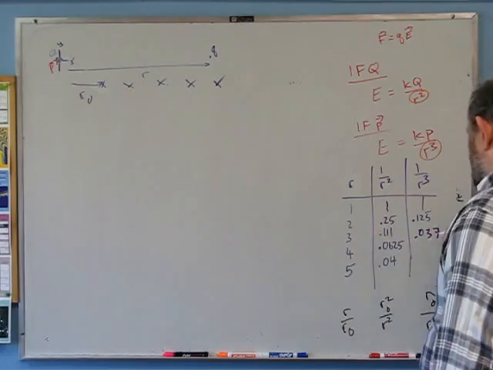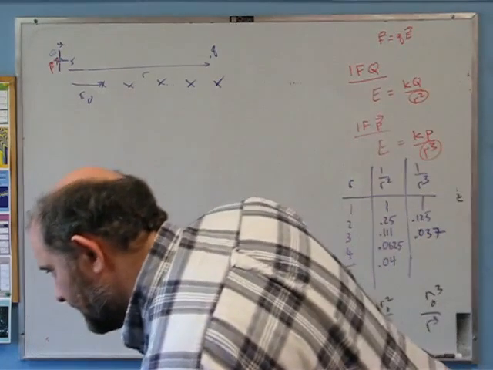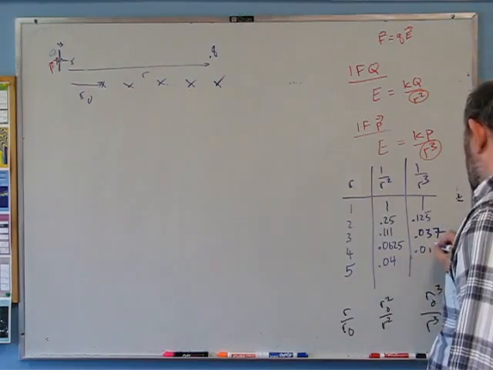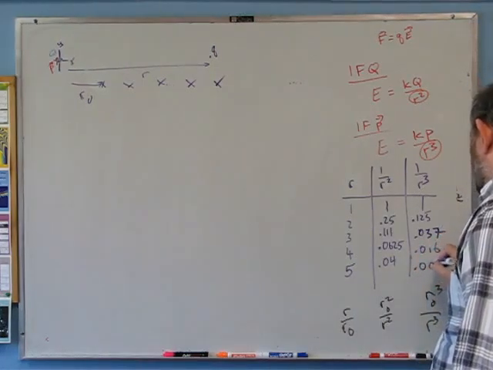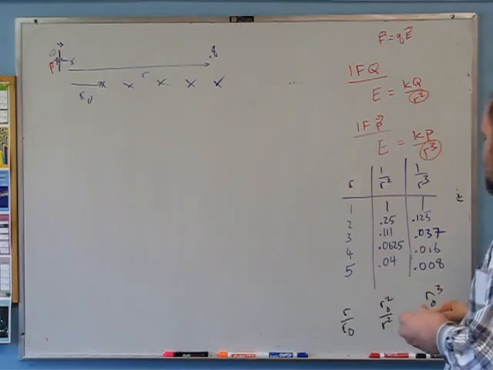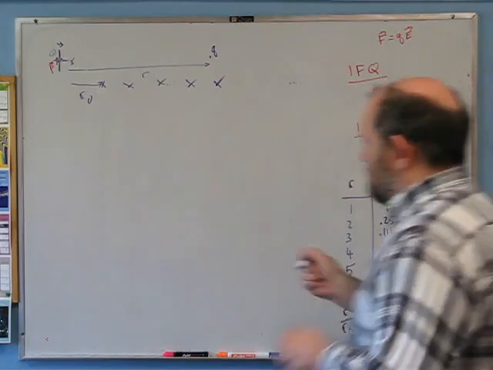0.037 is 1 over 3 cubed. We get 0.016, which is 1 over 4 cubed. 0.008 is 1 over 5 cubed. All right. So now what we can do is we can plot both of these together.